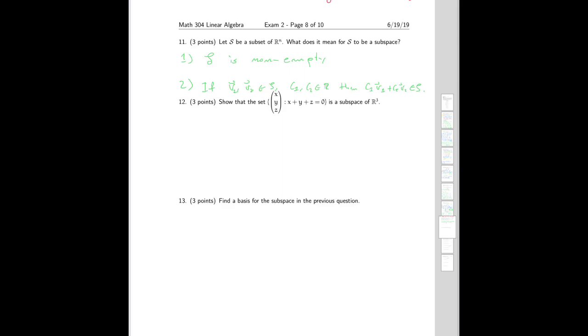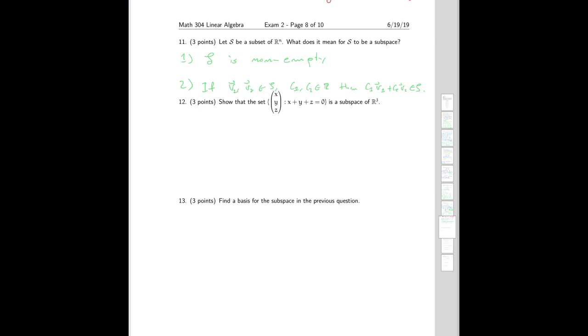This phrase, a set being closed under doing certain operations, is one that comes up a lot in math. And if you go on in your math education, you'll see more of this. Okay, so number 12, show that the set x plus y plus z equals 0 is a subspace of R3.